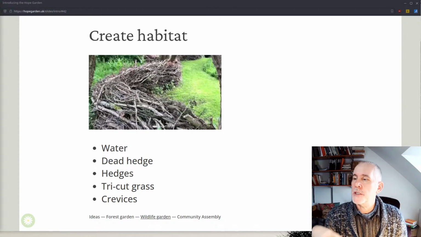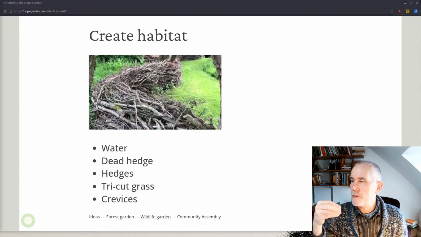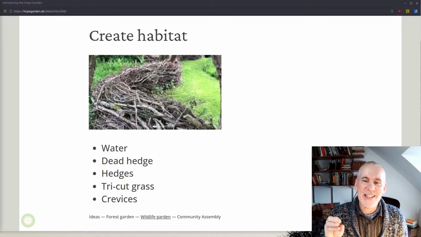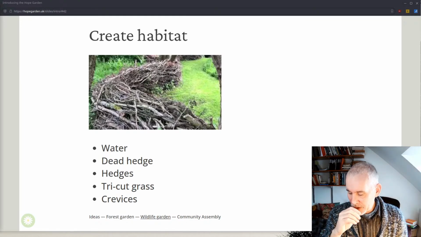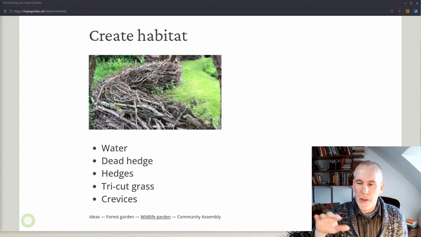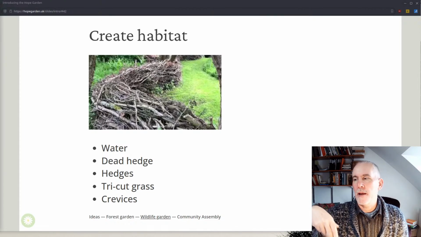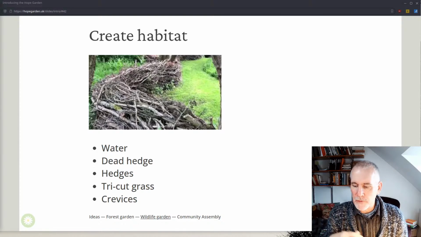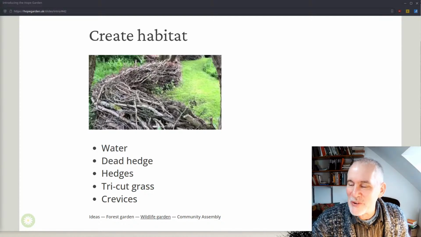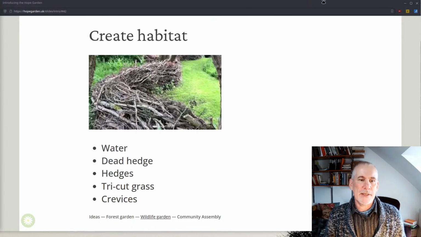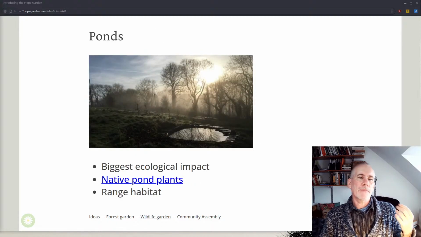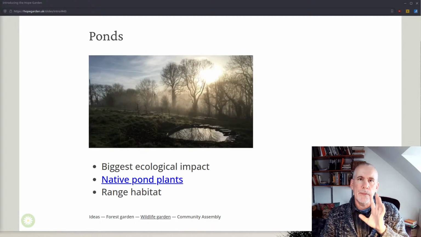And crevices are the key thing. It's just little nooks and crannies and different types. If you've got a compost heap with a cover on it, with slow worms and grass snakes, and you have a piece of corrugated tin, lots of different habitats and different spaces. It's beyond the scope of this particular slide to talk about them all, but that just gives you an idea of creating habitat, and the biggest part of that is creating a pond. The biggest ecological impact is creating a pond.